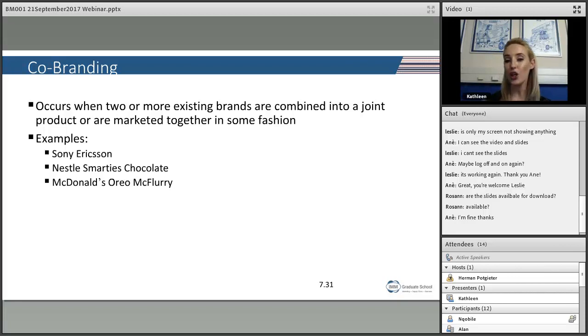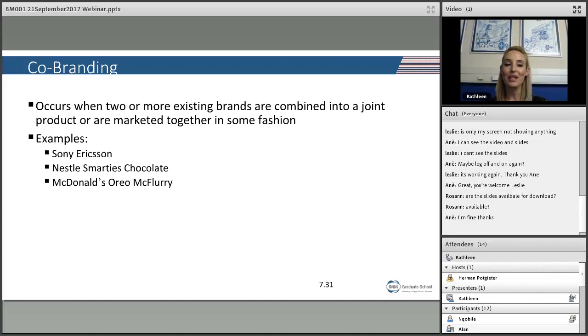So we're quickly going to go through each of the leverages, and we're going to look at the particular characteristics for each of them. So firstly, if we have a look at co-branding, this occurs when two or more existing brands are combined into a joint product or are marketed together in some way. The examples that we have are Sony Ericsson.